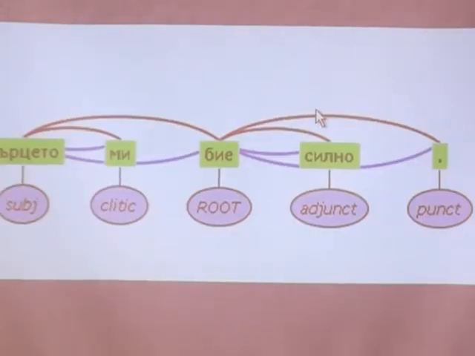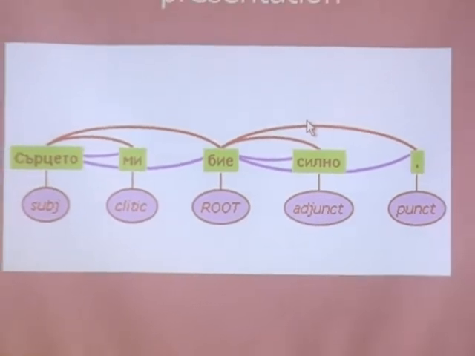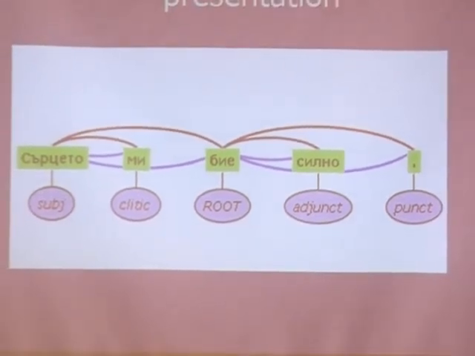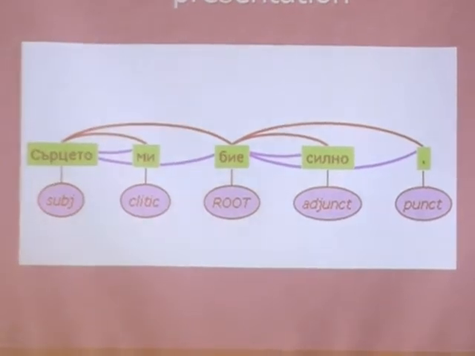Now, the dependency arrow presentation. Of course, you don't see the arrows themselves, but you see the labels below. It says that the clitic depends on the heart, which is the subject, and it depends on the verb, which is the root. And then the adjunct also depends on the verb, and also by default the punctuation.